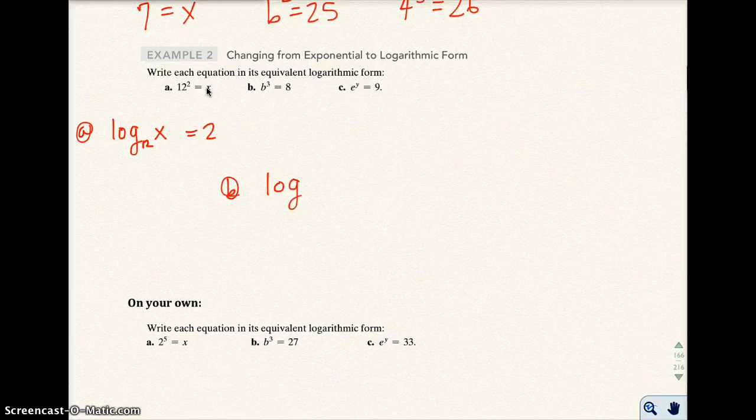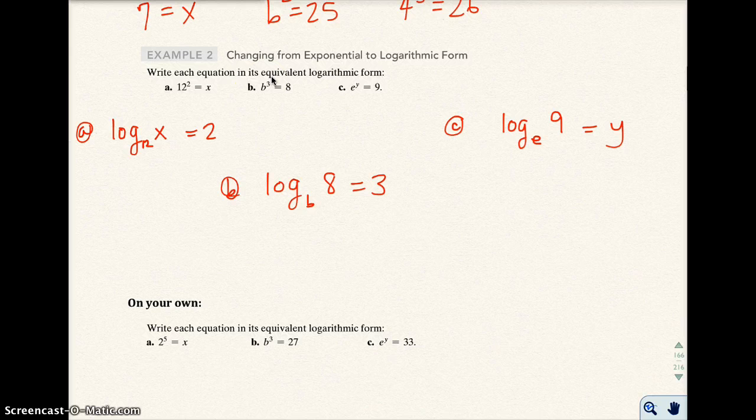Okay. For b, it's going to be log, and the base is b. The exponent is 3, so it's going to all equal 3, and a goes right here. And in c, I have log, and the base is e, and my exponent is y, so it's going to equal y. And I get the 9 right here.